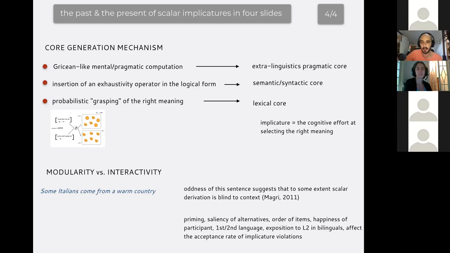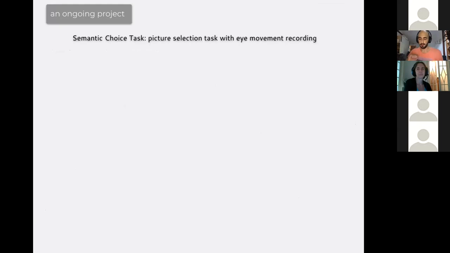So for instance, priming, salience of alternatives, the order of items, the happiness of the participant, whether you do it in your first or second language, whether you do it in your L2 and how much you've been exposed to your L2, and all these kinds of things. So this data suggests that implicatures are interacting with other subsystems of our linguistic capacity and extra-linguistic capacity. So, here's our ongoing project.